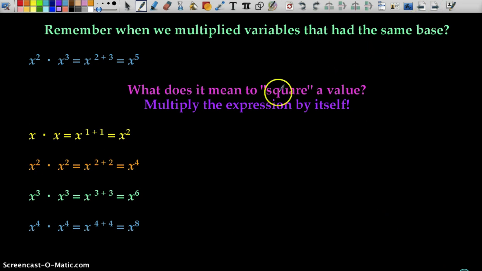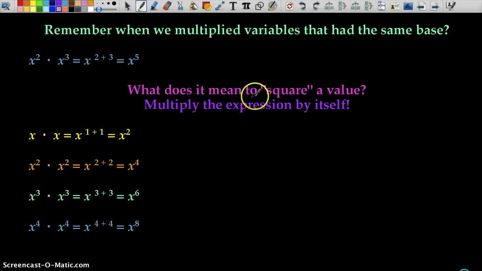Okay, so before we get into taking square roots with variables, I want you to remember back when we were dealing with variables that had the same base. Remember, we added the exponents. So x squared times x to the third would be x, and then our exponent becomes 2 plus 3, which is x to the fifth.